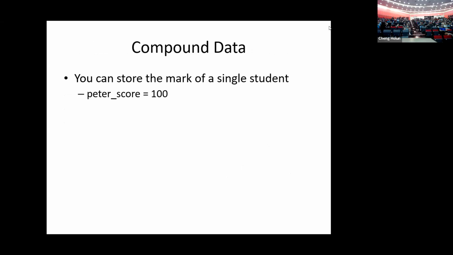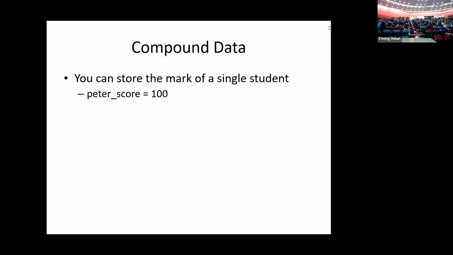Think about this. Today, I'm going to ask you to write a very simple program. You're going to write a program to record all the scores of our class. If you just have one student in your class, it's very simple. I can create a variable called Peter score. If you know all the names, I can create a variable called Peter score, one called Mary score, one called John score, and so on.